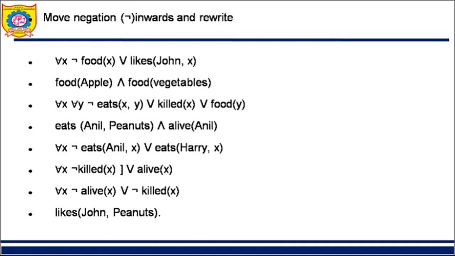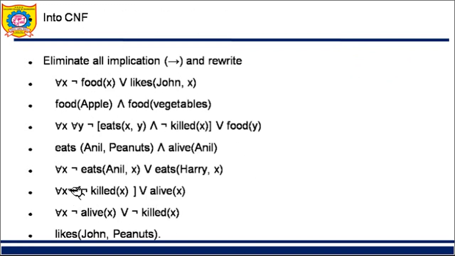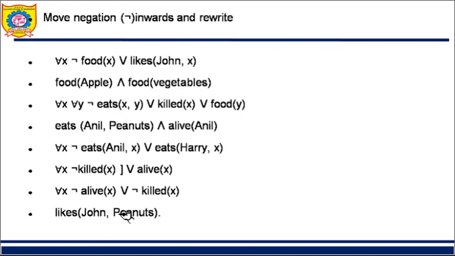After that, we need to move the negation inwards. Like if we have negation of (A or B) in round brackets, I can write it as negation of A and negation of B. Wherever this negation is applicable, we need to resolve it. For example, here there is one negation, negation of, in brackets, killed of X. So the negation will get cancelled. What I will get is killed of X or alive of X. In this fashion, I need to remove all the negation statements.